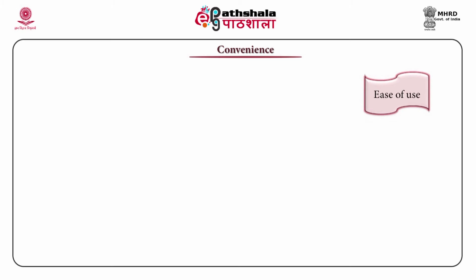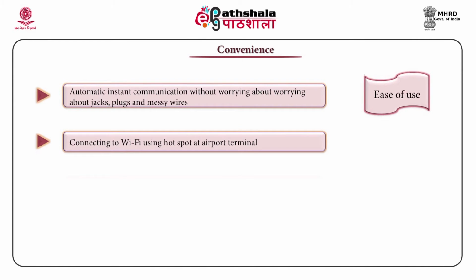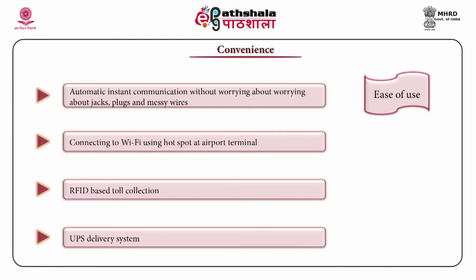Convenience. Wireless communication allows automatic instant communication without any physical setup. We enter an airport terminal, we put on our Wi-Fi, we connect to the hotspot and it is done. A UPS delivery system: when you sign a delivery package, the UPS tablet uploads it to the main server as a proof of delivery. We are sitting in a car, I just take my RFID card out of the car, the card reader reads it and the amount is deducted from my account. Without getting down, my toll is being paid.